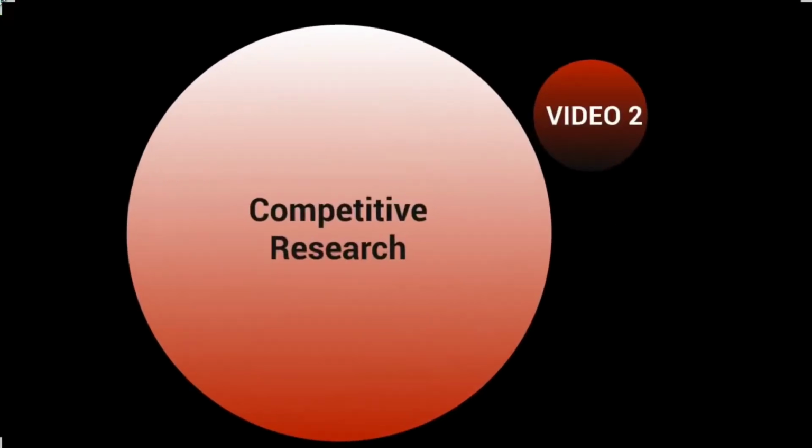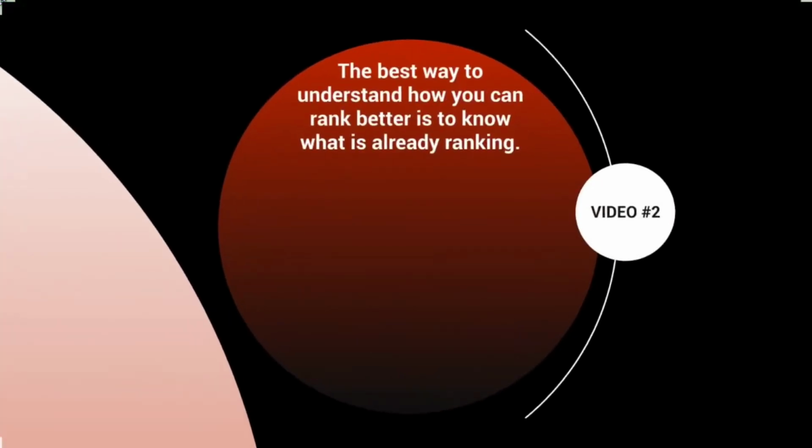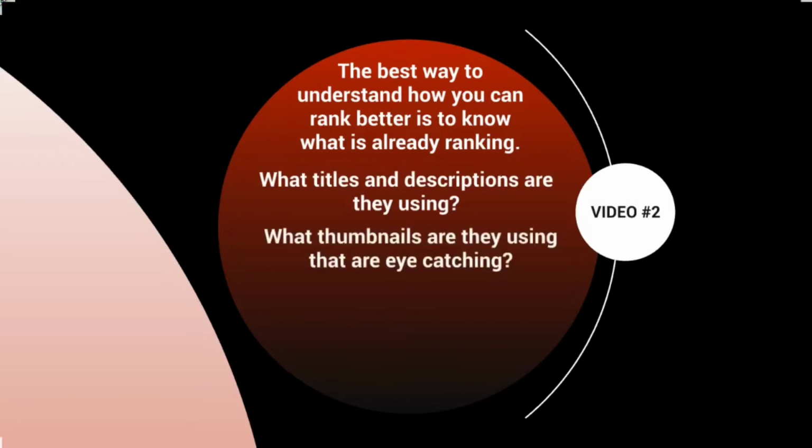So let's talk about competitive research. You see, the best way to understand how you can rank better is to know what is already ranking in your niche or your market. So what we want to do here is analyze the videos that are on the top. And I want you to specifically look at what titles, what descriptions they are using, what thumbnails they are using that are eye-catching, and what the user experience is like when you click through those videos.